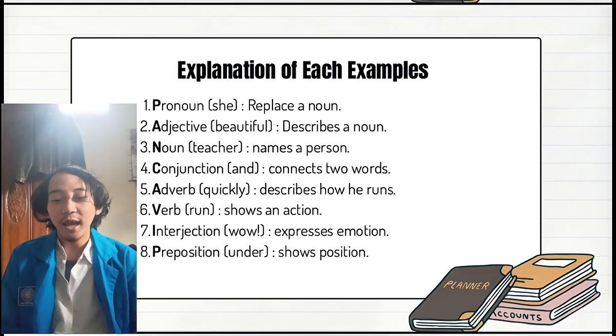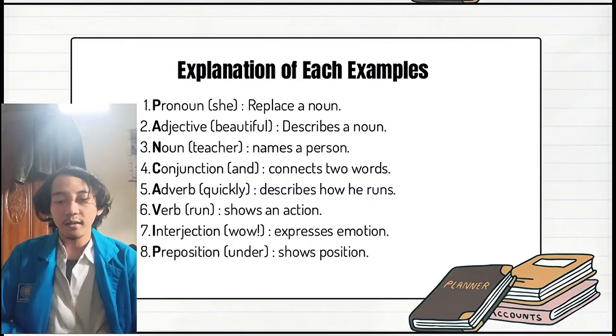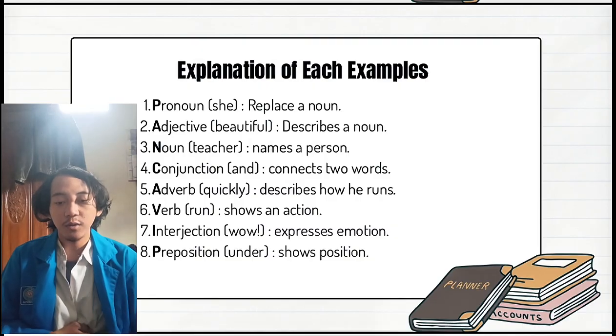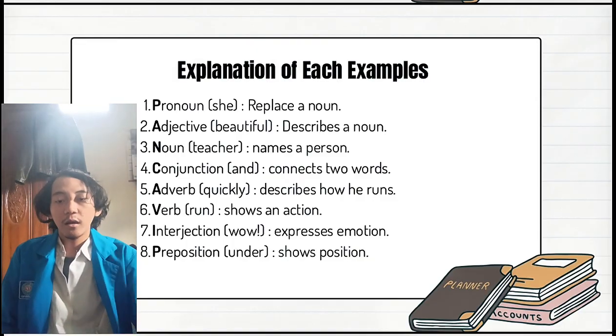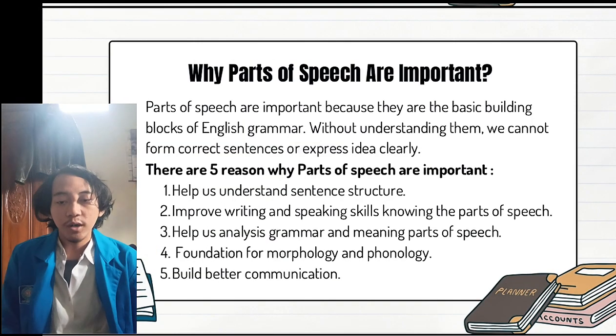The fifth is adverb, quickly describes how he runs. The sixth, verb, run shows an action. The seventh is interjection, wow expresses emotion, and the last one is preposition, under shows position. Why are parts of speech important?